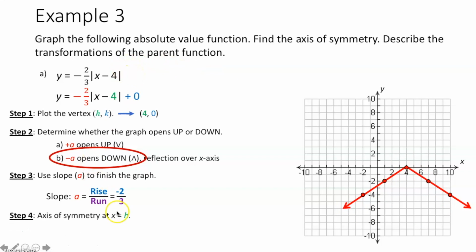Next, what's our axis of symmetry? Axis of symmetry is x is equal to h. What's our h value? We said it's 4. So x equals 4 is your axis of symmetry. So we go over, put a vertical line at x is equal to 4. Again, that's the vertical line that cuts your graph in half.